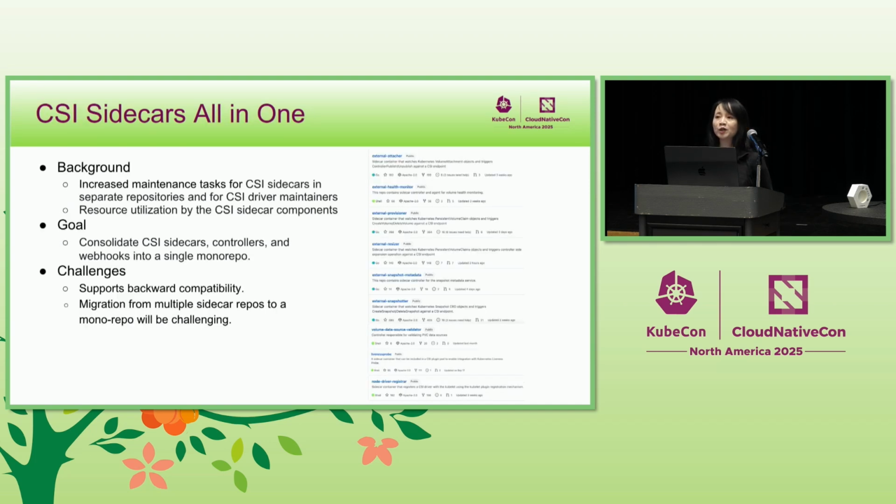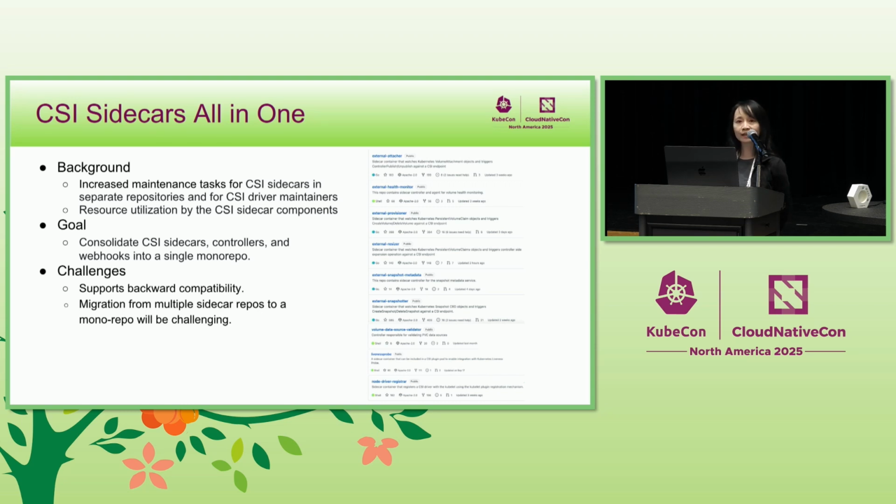Now I want to talk about CSI sidecars all in one. CSI sidecars are helper containers that watch Kubernetes API objects and trigger volume operations against a CSI driver. As shown on the right-hand side, there are a lot of CSI sidecars. We have an external provisioner sidecar that calls a CSI driver to create or delete a volume.